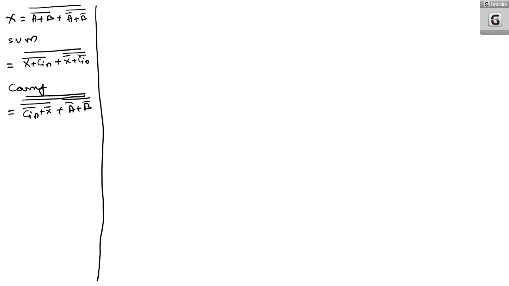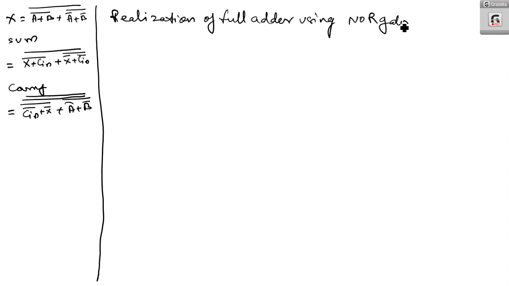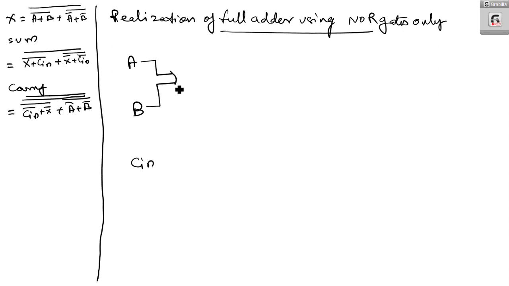Now I am going to realize the full adder using NOR gates only. So that is what we are going to realize. So we have A and B and Cin as input. First you realize X. So what we have is A NOR B, that is A NOR B whole bar.